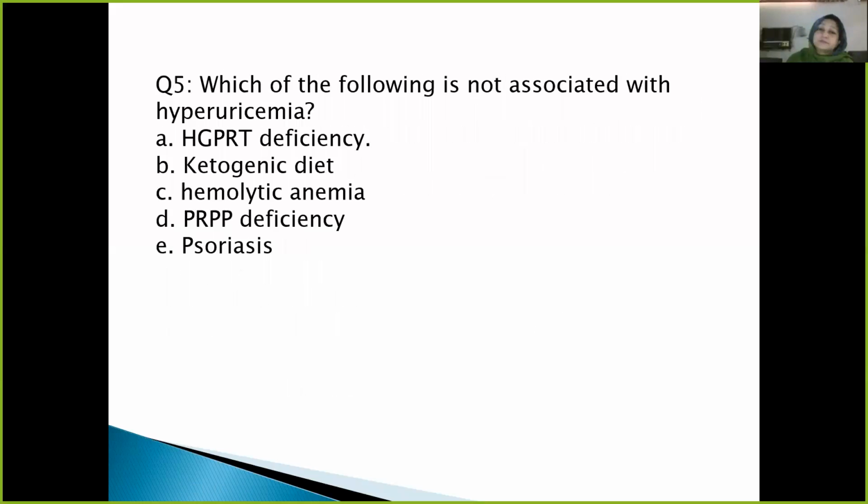Next question. Which of the following is not associated with hyperuricemia? इसको गौर से सुने और मुझे बताएं.